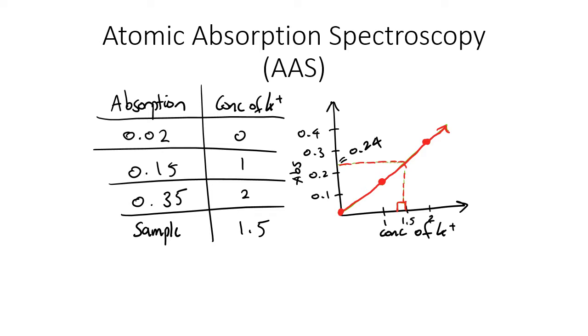Now, to find the concentration of any metal ions in a solution, you first need to construct something called a calibration curve. To construct a calibration curve, you must first create a series of standard solutions of the metal ion, and then measure the absorbance by AAS.